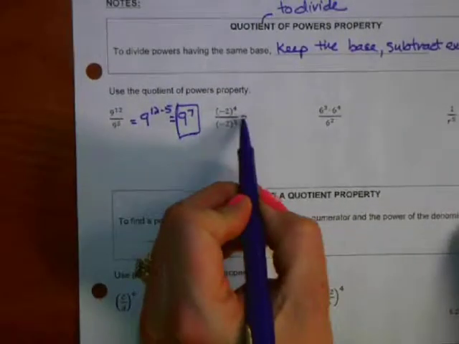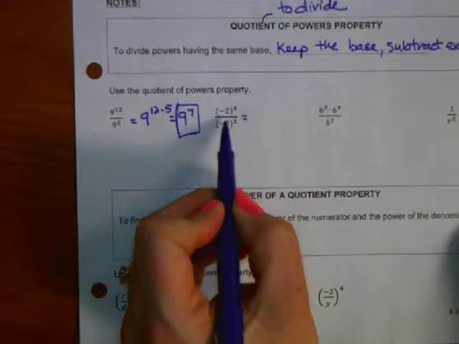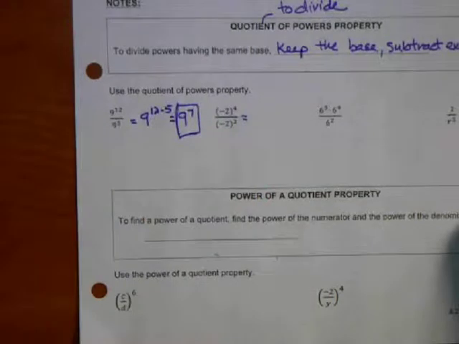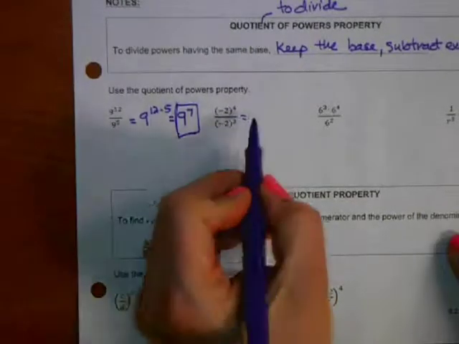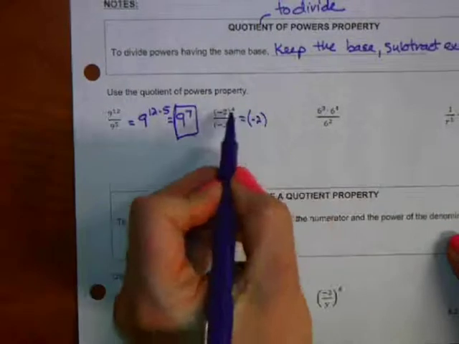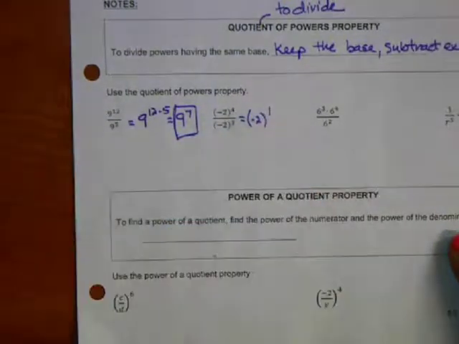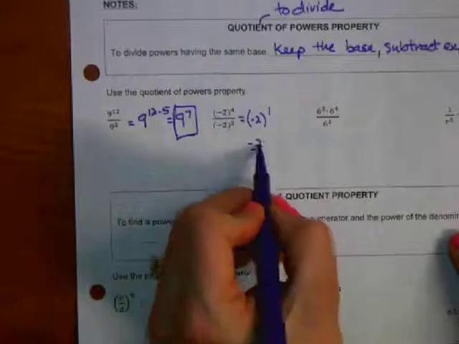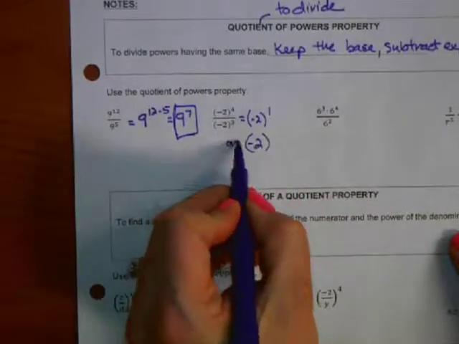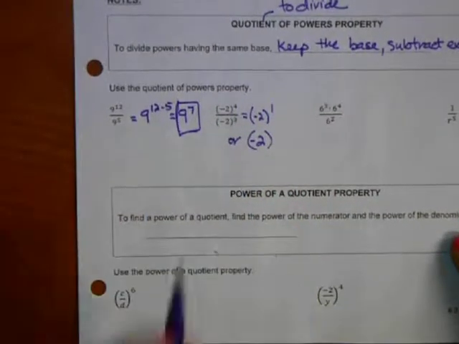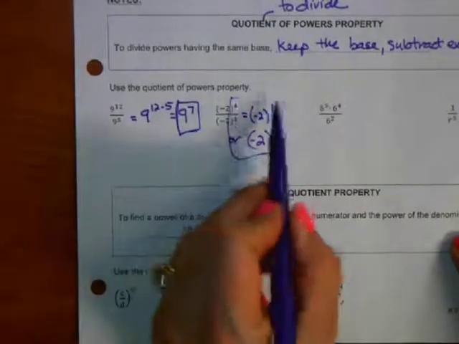So, let's do this one. Always, always, always keep that base number. If it's negative, you need to keep it in parentheses. So, negative 2 to the 4 minus 3, which is what? 1. Can you also write that as just negative 2? Absolutely. So either way is acceptable.